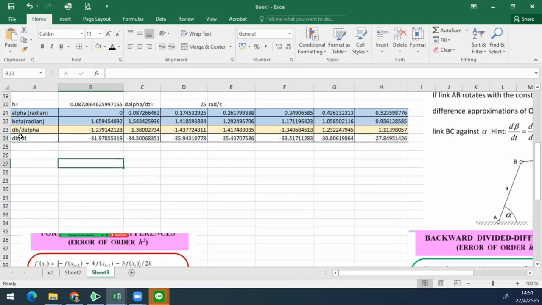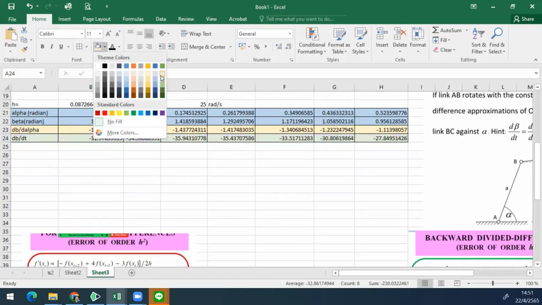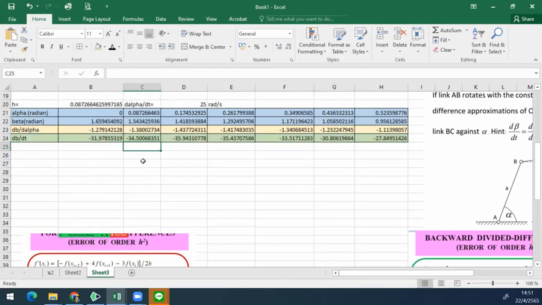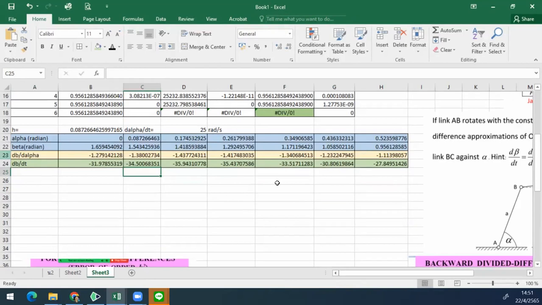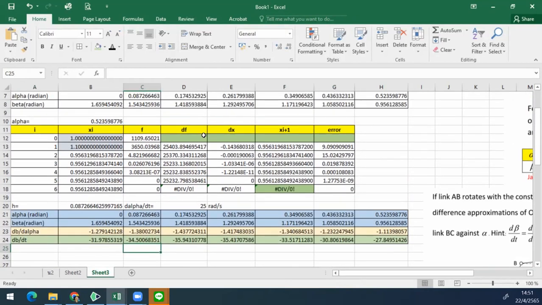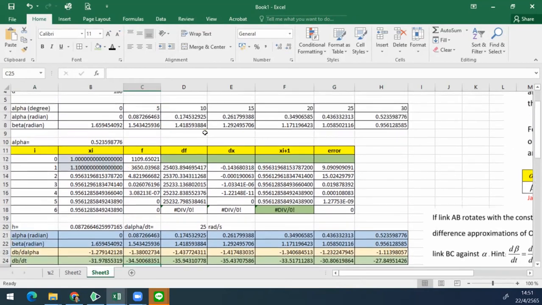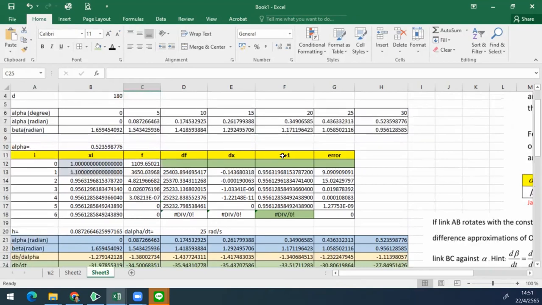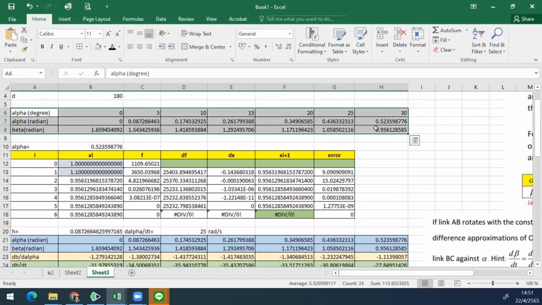Are you ready for this problem? This problem is for the finite difference, just only this. But for the previous one, I'll give you a little bit of review for the case that we would like to predict beta from the nonlinear equation. We use the secant method, right?